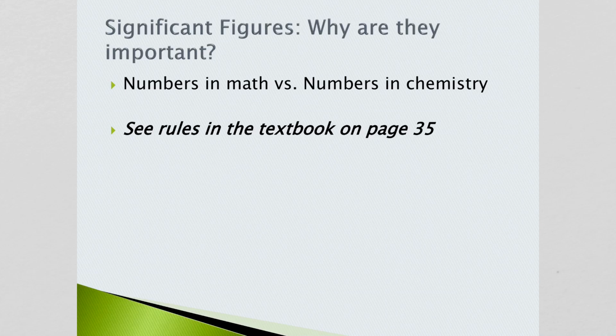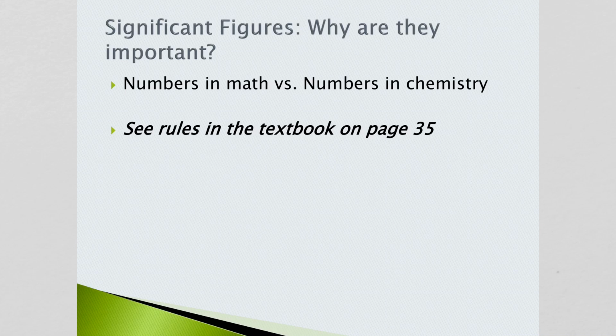The difference with numbers in chemistry is we are actually going to reflect the number of digits in our answer that reflect the accuracy of the actual device that was used to measure that particular value, or the accuracy level of the numbers that were utilized in the calculation to gain that value.